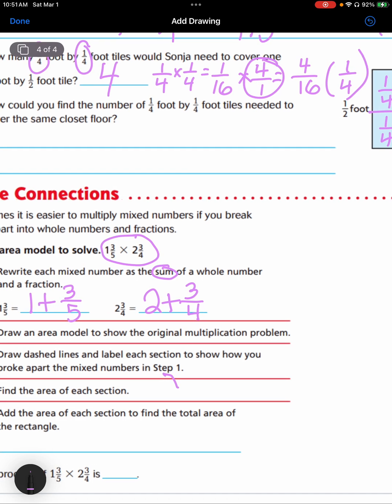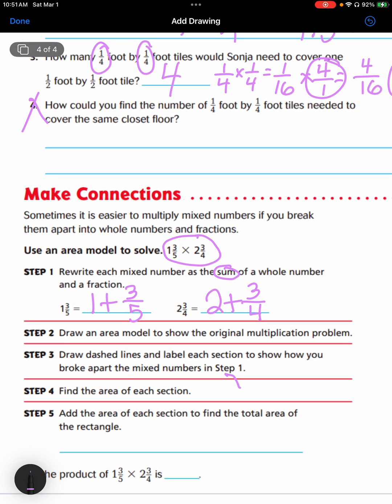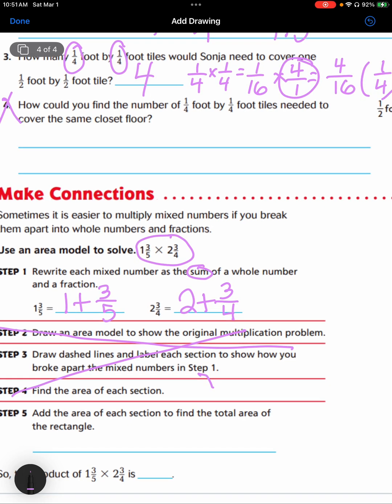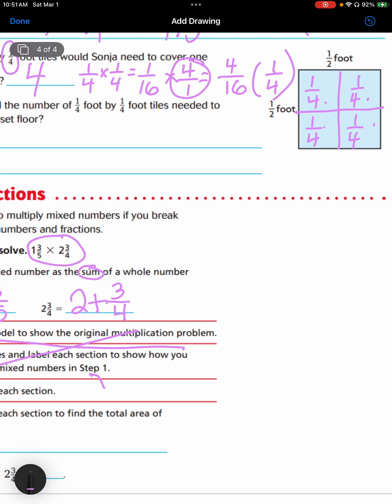Okay, so now what I'm going to do is I am actually not going to do steps 2 through 4, because those steps become a little confusing when you use an area model. So I'm just going to turn these mixed numbers into improper fractions. So you multiply the bottom, add the top. 1 times 5 is 5, plus 3 is 8 over 5. For 2 and 3/4, multiply the bottom, add the top. 2 times 4 is 8, plus 3 is 11 over 4.